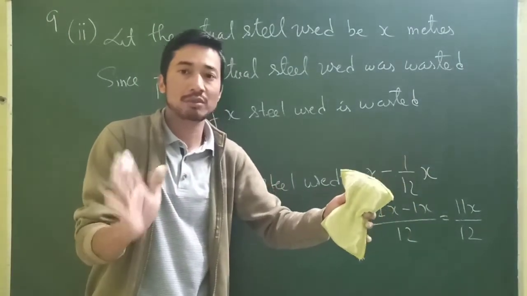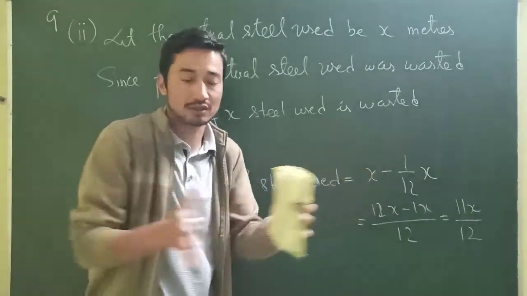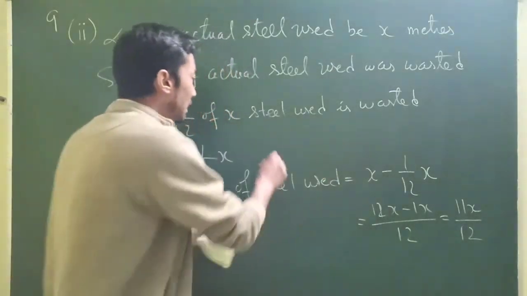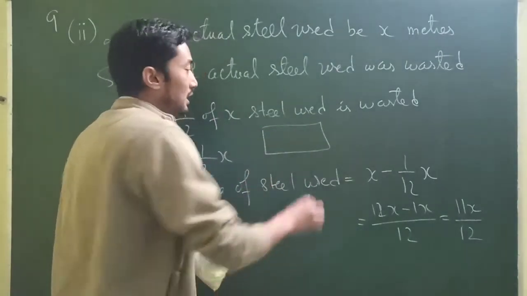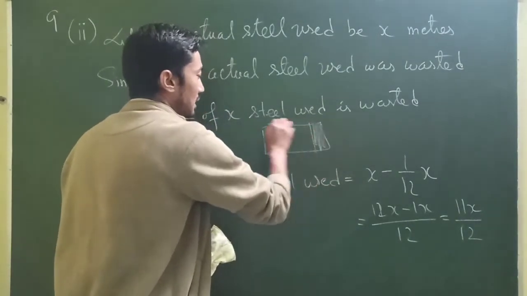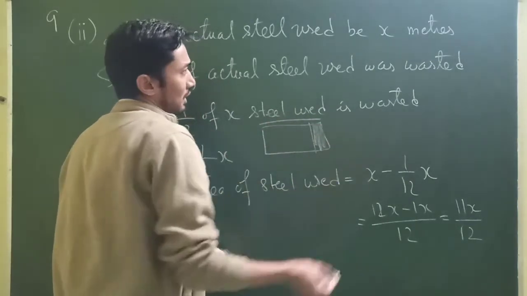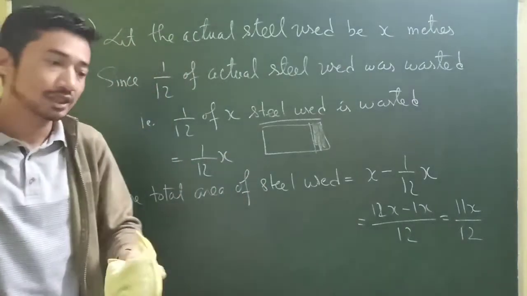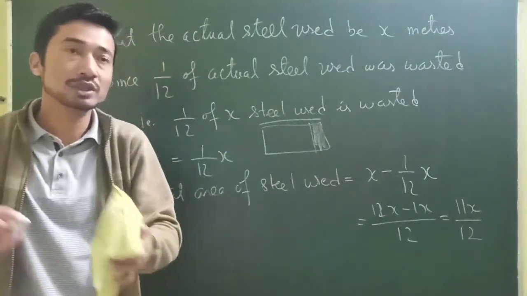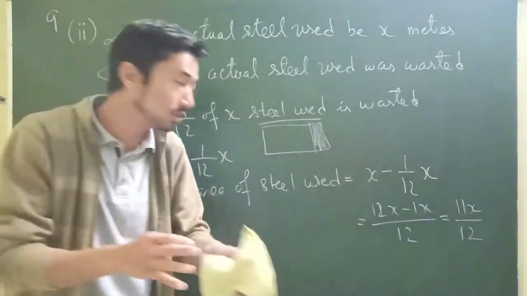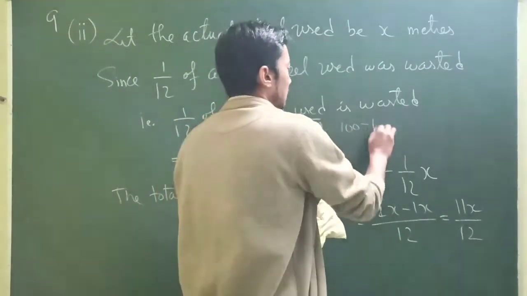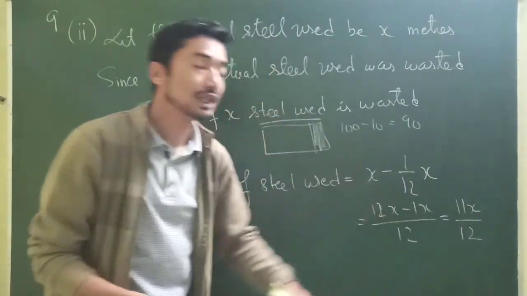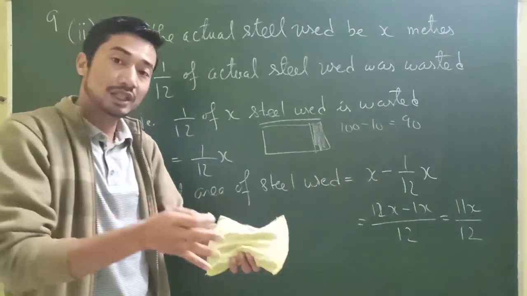So this much steel was brought. In the process, a slight part was wasted. For example, if this was the steel which was brought, this much was wasted. Let's say the actual steel brought was 100 meters, 10 meters lost. So how many meters did we use? 100 minus 10. So actually we have used 90 meters of the steel only. That is 11x by 12 meters of the steel we have used.